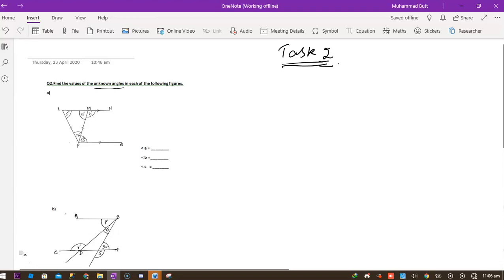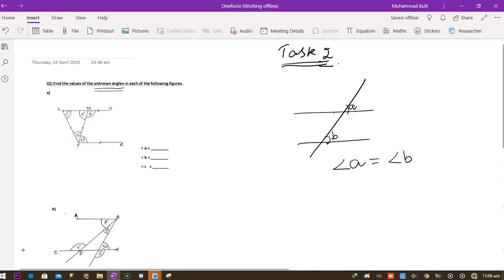Before finding out the unknown angle, I would like to tell you that we have done the angles, and you know that when two parallel lines are cut by a transversal, the angles are formed, and the angles which occupy the same position on two vertices are called the corresponding angles, and these angles are equal. Angle A is equal to angle B, and this is called corresponding angle.